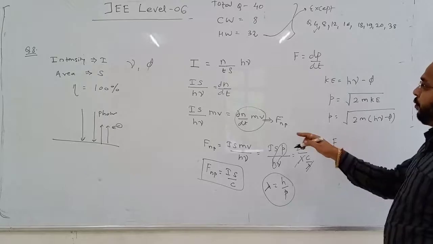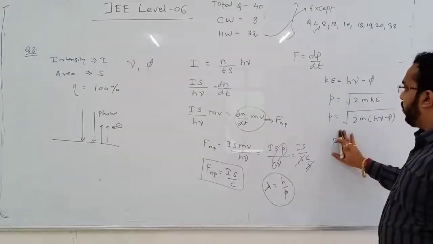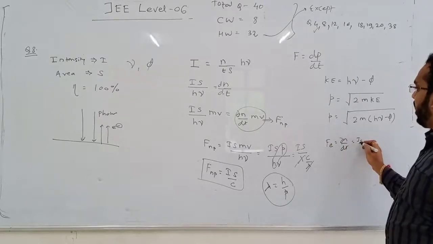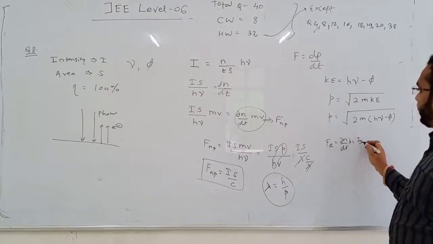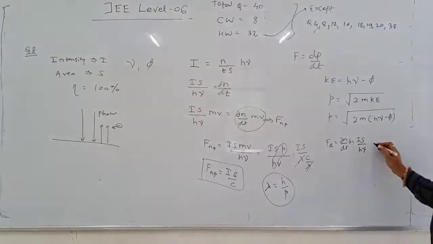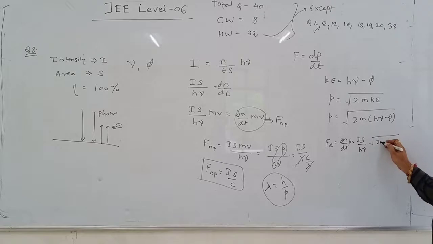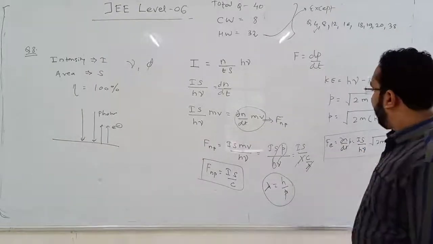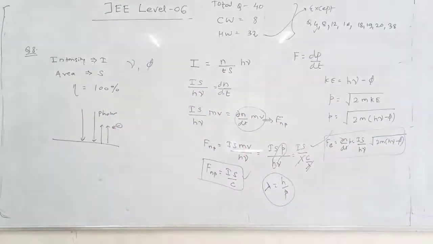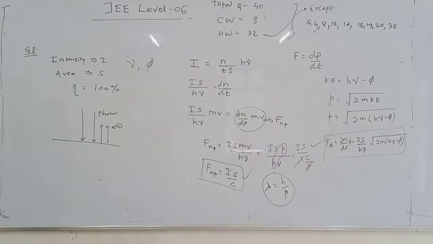Now substitute in the equation of force. This is the force. Okay, what is the force? Force by electron is equal to dN by dt into momentum is equal to is upon h mu into momentum. In place of momentum I will write square root of 2m into h mu minus phi. Now this is the force due to electron. Now sum these two forces, that will be your answer. So answer number C will be there. C for Chennai. Okay, option C is correct.